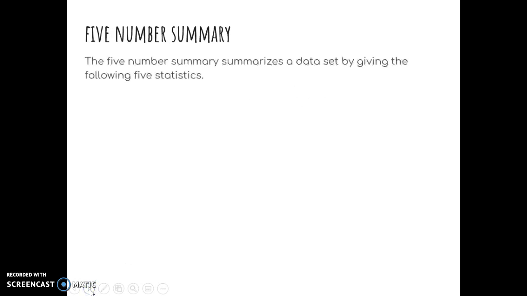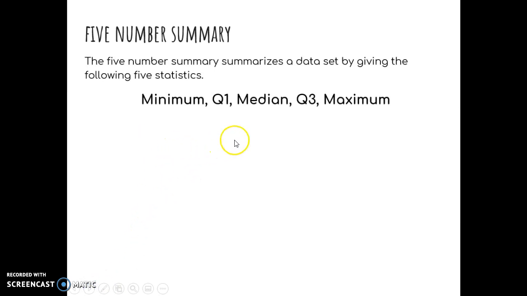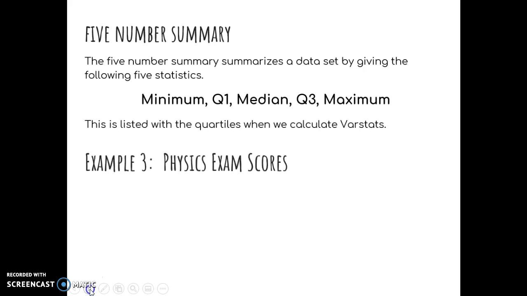So next we're going to talk about the 5-number summary, which is something we actually just found with the calculator. But let me tell you specifically what it is. The 5-number summary is the last 5 numbers that the calculator gives us with var stats, which is minimum, Q1, median, Q3, and max. Okay, you saw those all listed. So this is listed with the quartiles when we calculate our var stats.